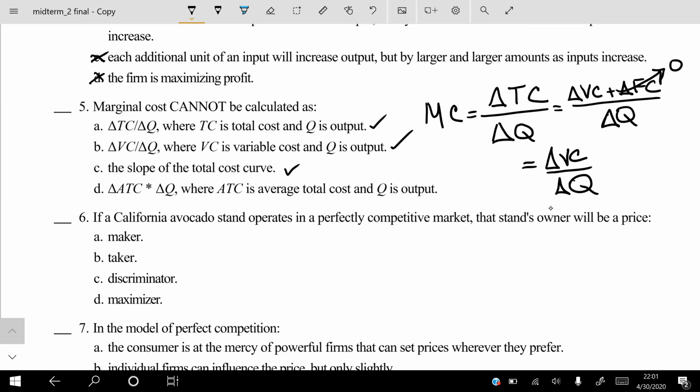And so it looks like the one that isn't right is change in average total cost times the change in quantity. The answer here is D. It's the weakest link.